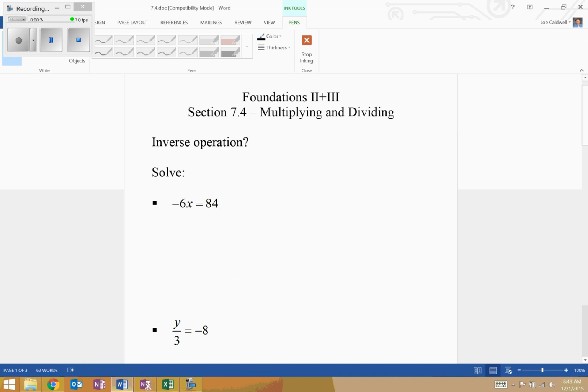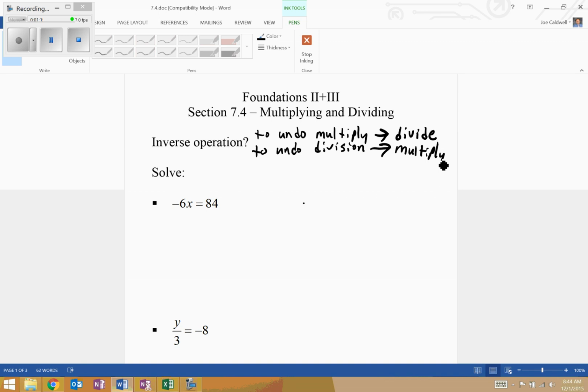So our inverse operations here are: to undo multiply, you're going to divide. To undo division, you're obviously going to multiply. And of course, the golden rule of algebra, whatever you do to one side, you have to do to the other side. And so let's just get into this first example.